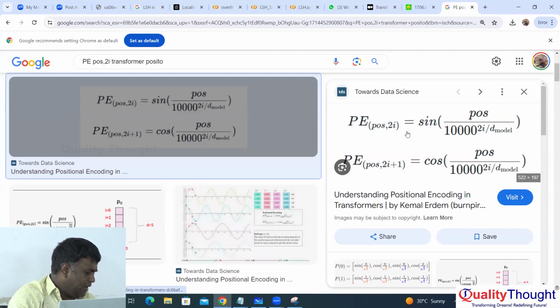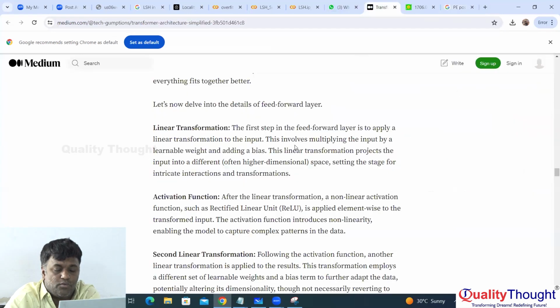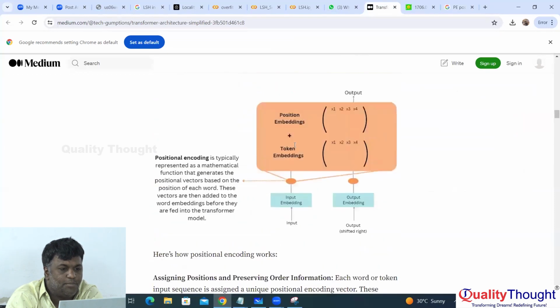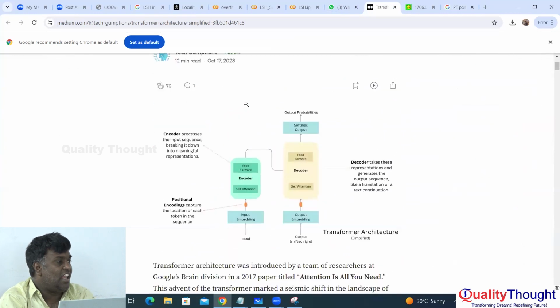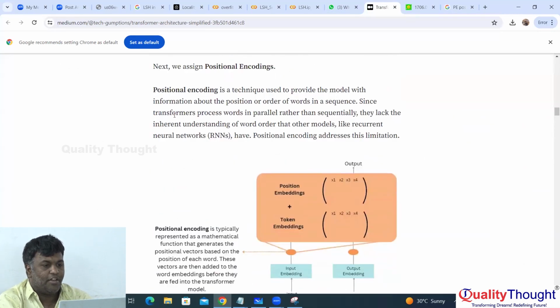Okay, and write down this after this. Now, next part is what we have. Next part is most important. We have done with positional encoding. Positional encoding is a technique to provide the model information about which part of the sentence. The transformer, write it down.